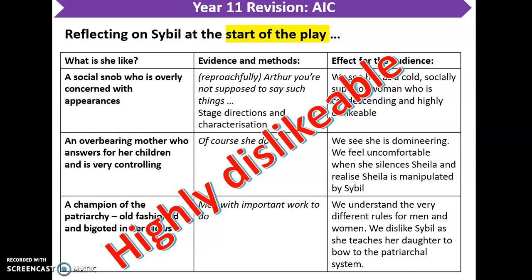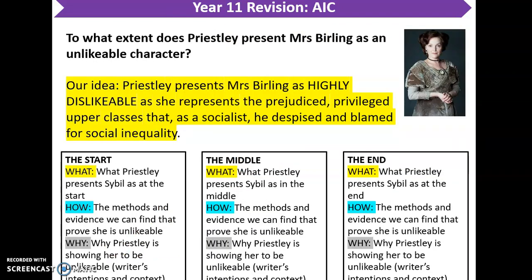She's cold, she's prejudiced. She represents everything that Priestley saw as being wrong with society, that overprivileged upper class who had no idea about the plight and the troubles of the working classes. So he deliberately presents her as being highly dislikable from the start.